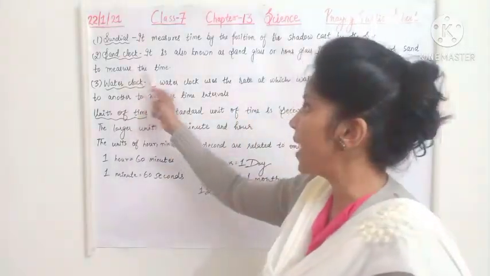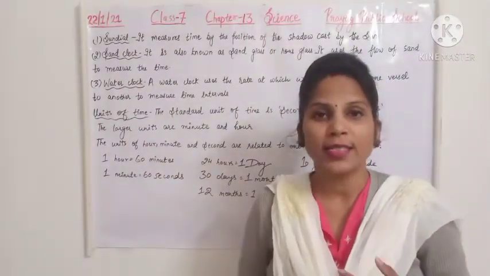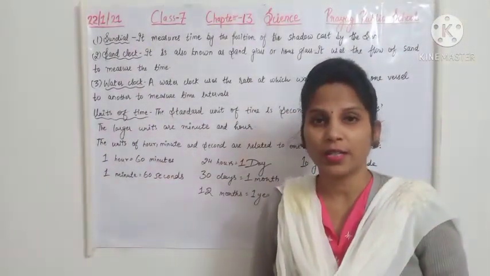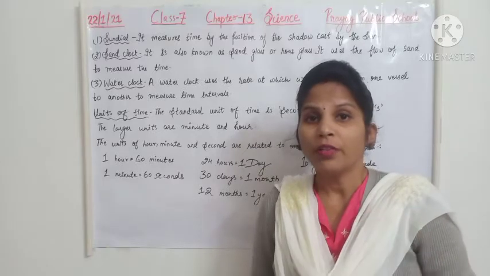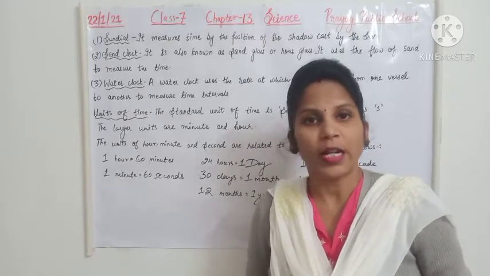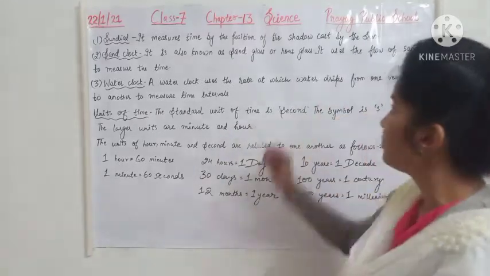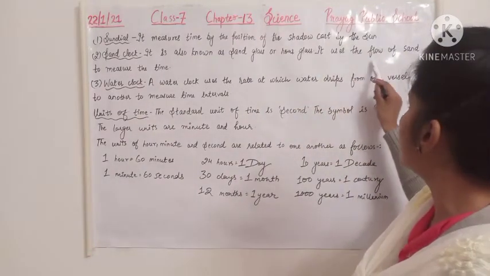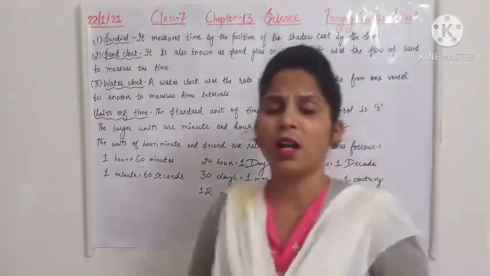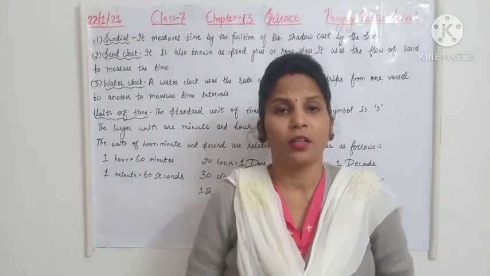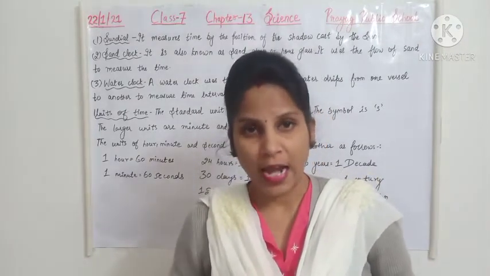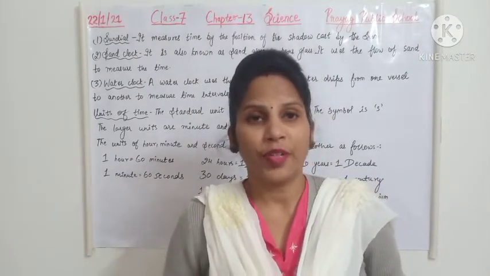Then the second one is the sand clock. It is also known as sand glass or hourglass because it tells the hour measurement of time. घंटे का समय बताता है. What happens in this? It uses the flow of sand to measure the time. As you have seen the sand clock or sand glass or hourglass, आपने देखा होगा.